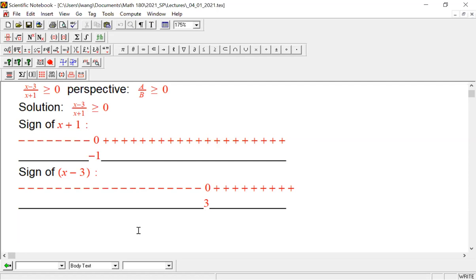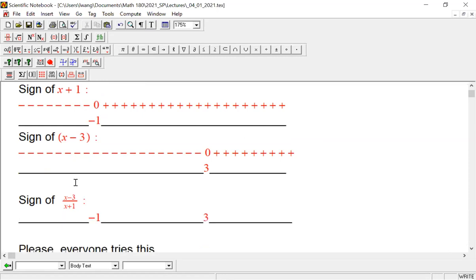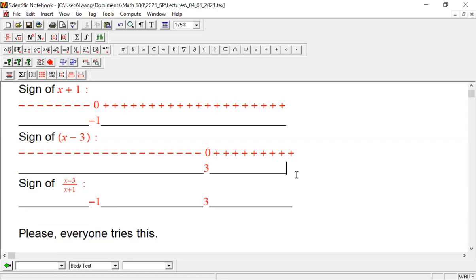And finally, we look at the sign of what? We look at the sign of this quotient. Remove the greater than or equal, because you look at the sign in general. Okay, so here I'm going to use this number line we just worked out, right?